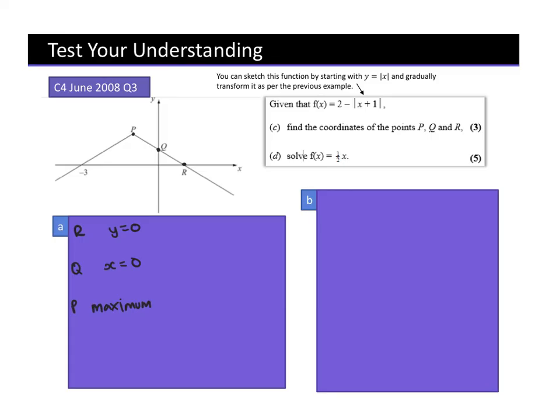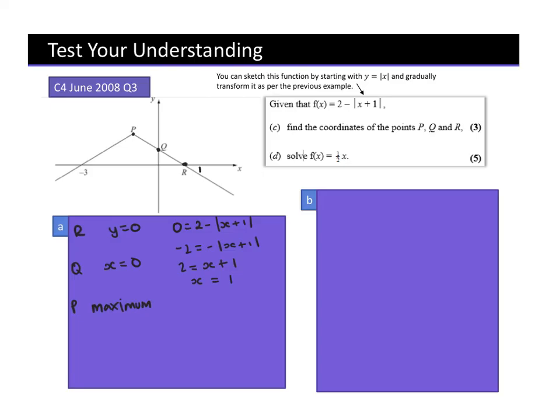So then, when y equals 0, I know that 0 equals 2 minus modulus x plus 1. So, therefore, minus 2 equals minus modulus x plus 1. So, 2 equals modulus x plus 1. So, x equals negative... no. x equals 1. Yeah, 1 plus 1 is 2. Okay, so that's how we found out this one.